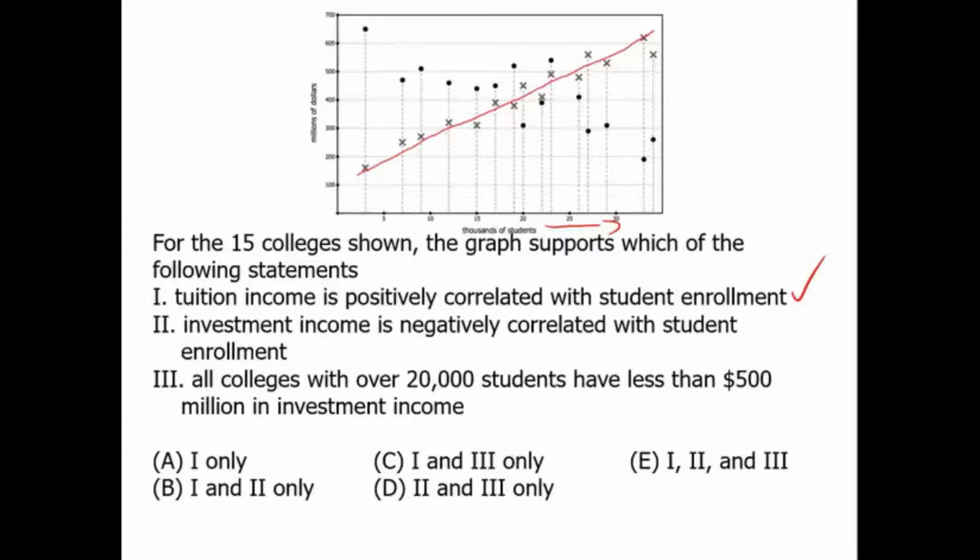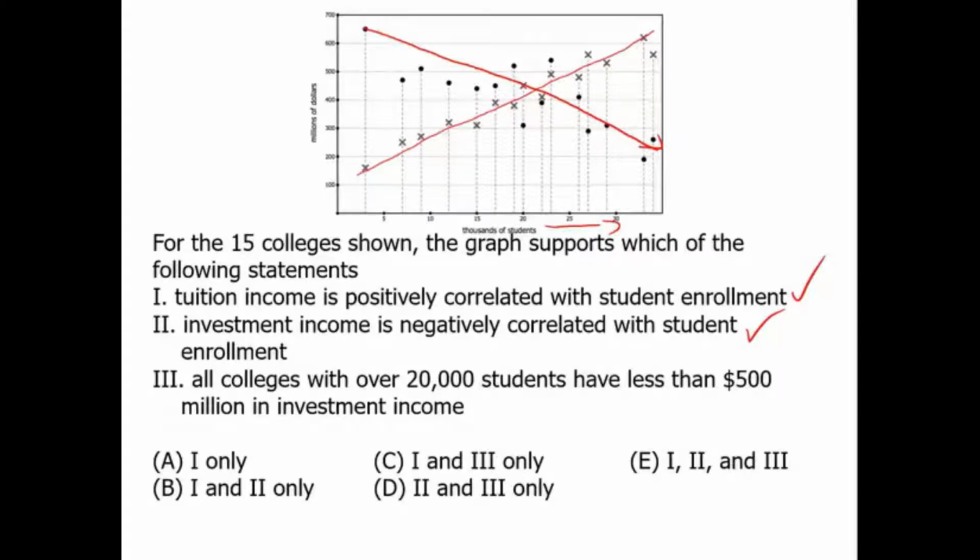Number 2, investment income is negatively correlated with student enrollment. Okay, now we're looking at the dots. What's the pattern with the dots? Well, as a general rule, the dots start up here and then go off down as we're moving to the right. And that is a pattern for a negative correlation. Higher on the left, lower on the right. That's the overall pattern, and that is also something the graph supports.